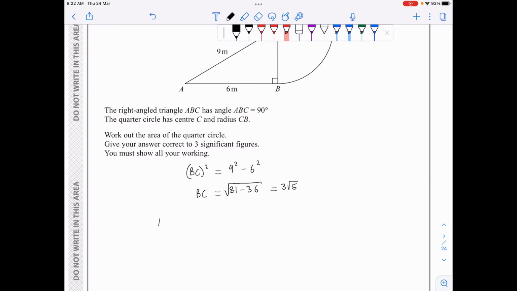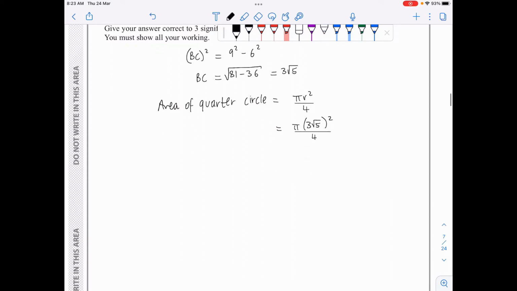And then the area of the quarter circle will simply be a quarter of the area of a circle having a radius of 3 root 5. So we know that the formula for the area of a circle is pi r squared. So I'm going to do pi r squared over 4. And in the place of r, I'm substituting 3 root 5. I plug everything into the calculator as it stands, and I get the result of 35.3 square meters.